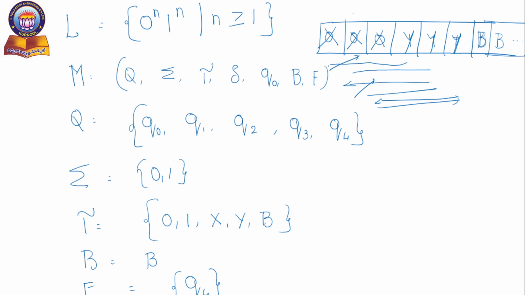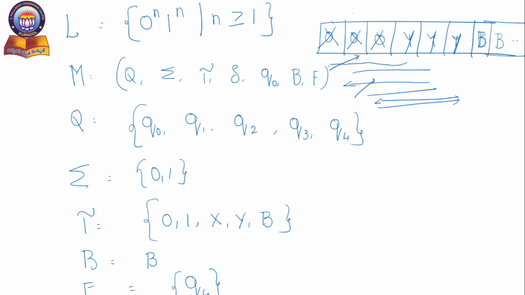M is equal to (Q, Σ, Γ, δ, Q0, B, F). Q is equal to, we need 5 states according to the logic which we have explained. So Q0, Q1, Q2, Q3, Q4 constitute the set of states of the Turing machine. The input alphabet is 0, 1, and the tape alphabet is 0, 1, X, Y, which we are using according to our logic, and also the B. So 0, 1, X, Y, B constitute the tape alphabet. Blank is blank only. F is equal to Q4.